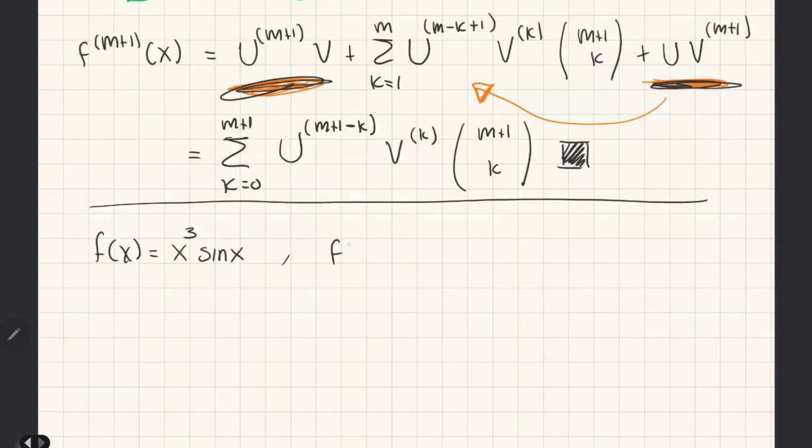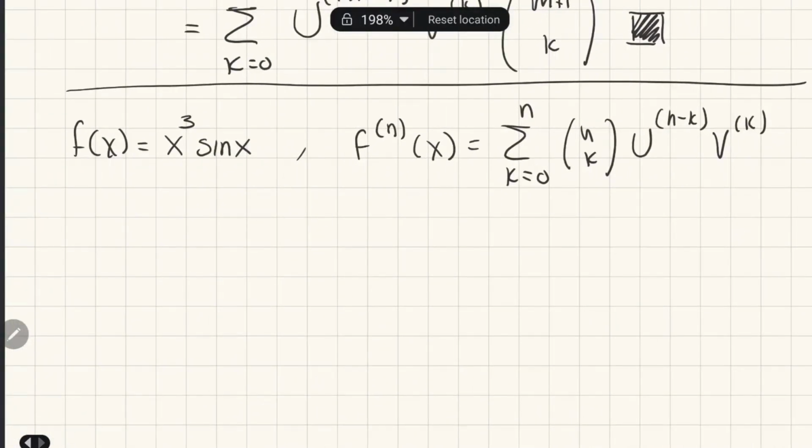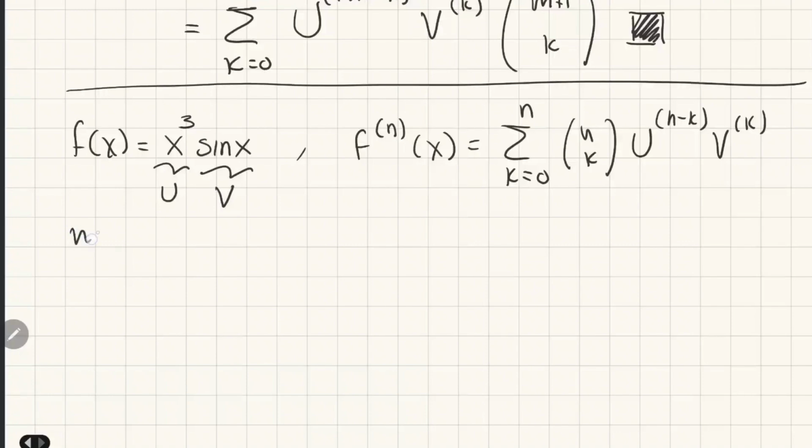Recall that the Leibniz theorem says that the nth order derivative of f is equal to the sum from k equals 0 up to n, n choose k, and then u to the n minus k, b to the k, right? In this case, u is, of course, x cubed, and b is equal to the sine of x. So in this case, we want to calculate the third order derivative of f. So n is equal to 3.